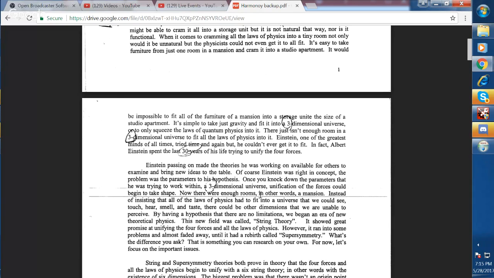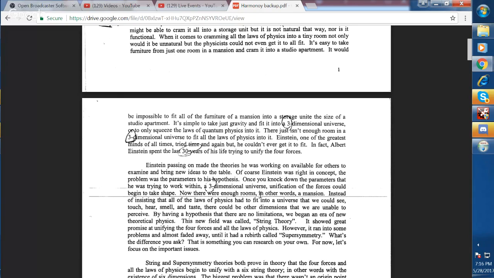And once they expanded the equations beyond the third dimension and fourth and fifth and sixth and all this stuff, now for the first time they had enough rooms. In other words, they had a mansion. Instead of insisting that all the laws of physics had to fit into a little tiny universe that we can see, touch, hear, smell, and taste, for the very first time, physicists were really willing to recognize that there could be other dimensions that we are completely unaware of, and we cannot even perceive them.